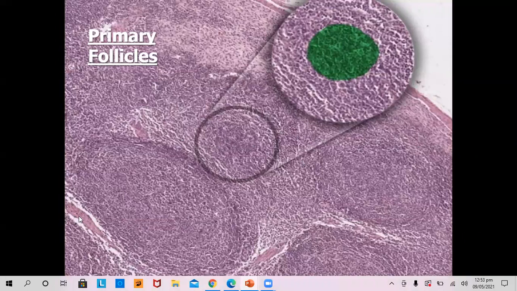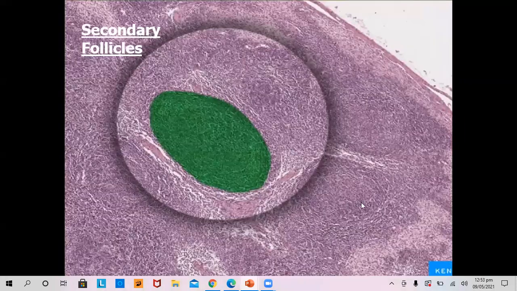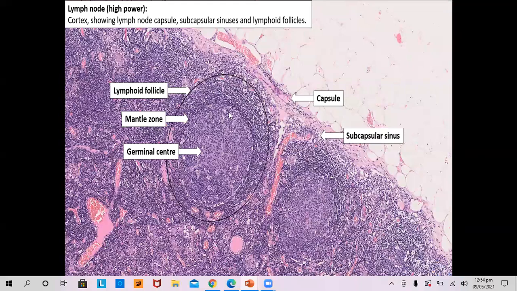These are the primary follicles. You can see a monomorphous population of lymphocytes with no germinal center. Now these are the secondary follicles. You can see the germinal centers in the middle of these follicles. These are the germinal centers. So, a high power view of the germinal centers. This is a secondary follicle.